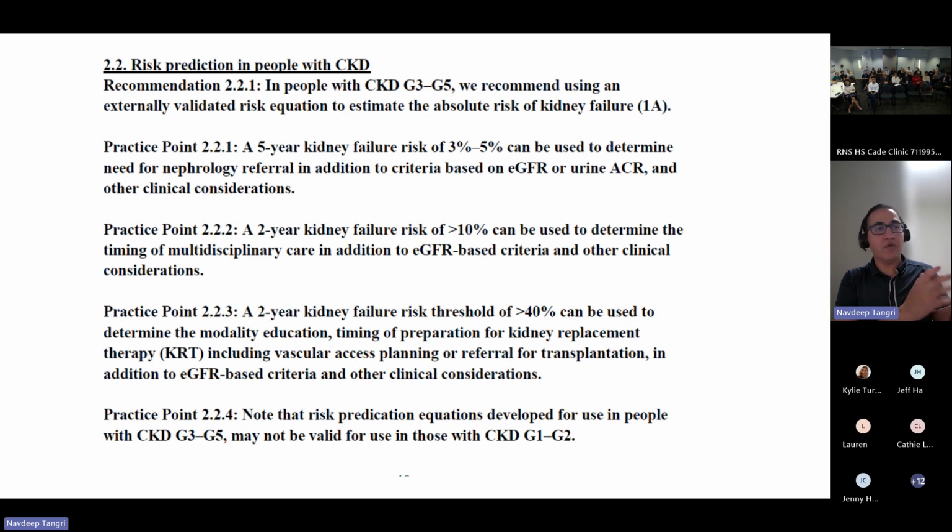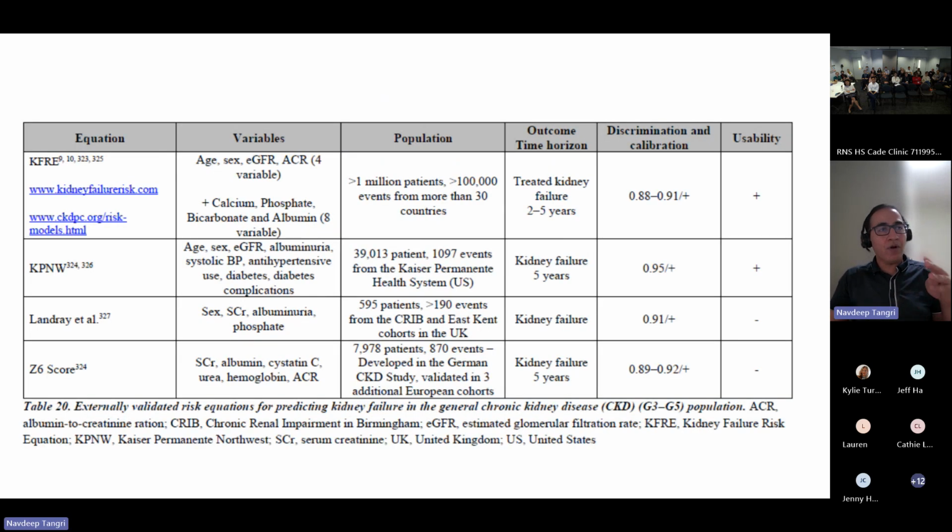Other equations for 40% decline from G1 to G3. So G3 is so large, it's a bit of an overlap stage, but we don't want to use the kidney failure risk equation or equations like it in G1 and G2 for sure. So what are the 4 externally validated equations for kidney failure?